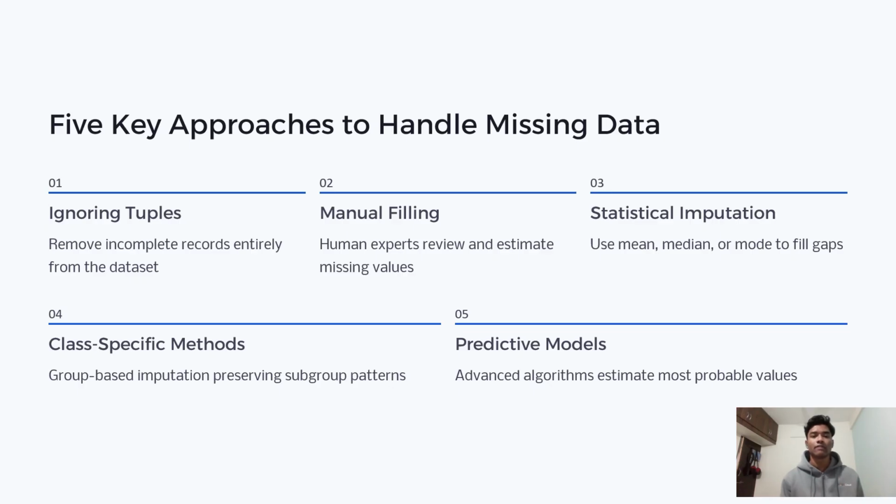To deal with missing values, we mainly use five approaches: ignoring tuples, removing incomplete rows, manual filling by experts, statistical imputation using mean, median, or mode, class specific methods where students are grouped and imputed within their group, predictive models which estimate missing values using algorithms. Let's look at each one in an easy way.